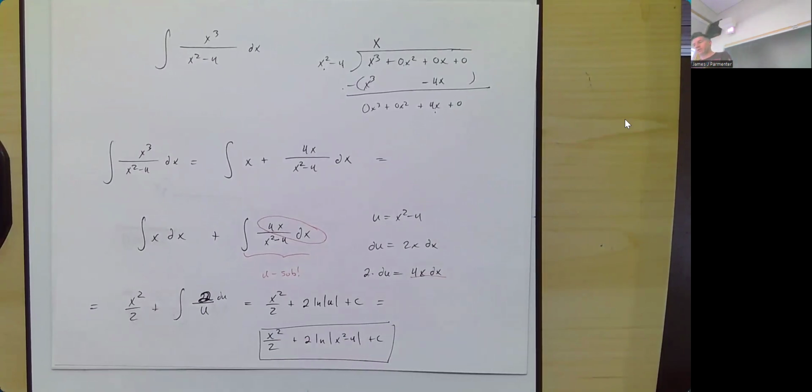So after you do polynomial division, often partial fractions will be the way to go, but occasionally someone will do something sneaky and make it so that the fraction you're left with is u subbable.